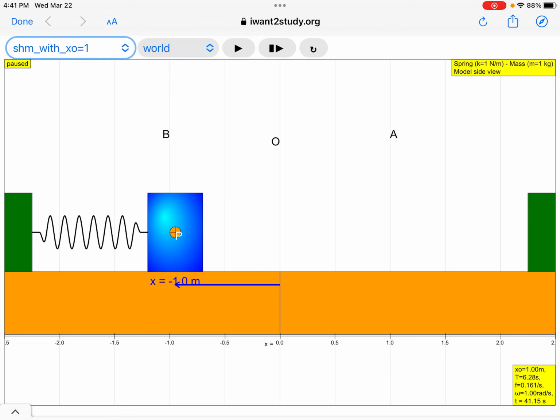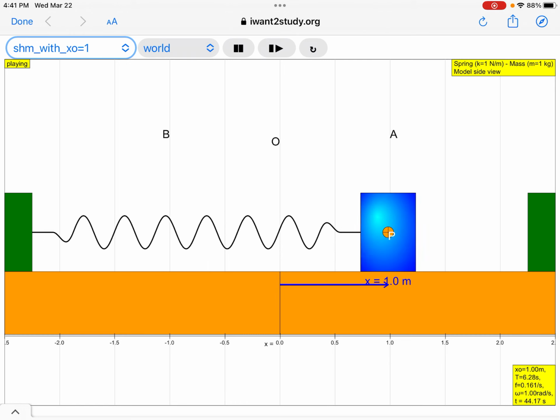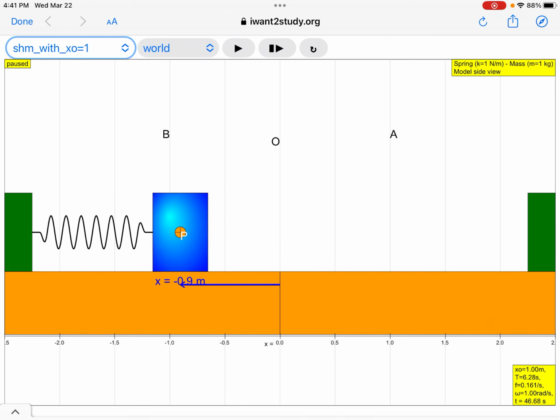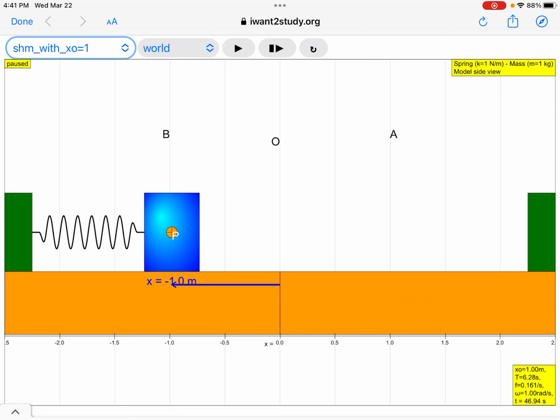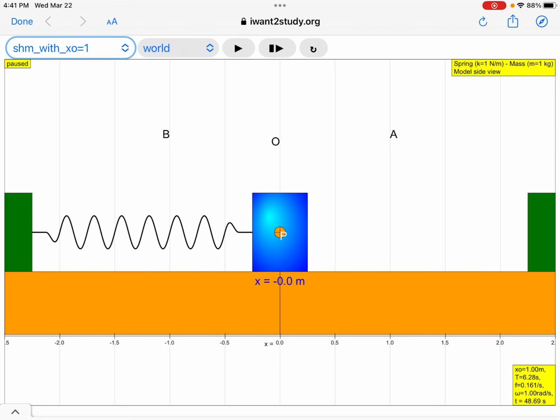That's that restoring force: it always wants to push the box back to equilibrium. I don't know if I can stop it right at the right moment. Not looking good. All right, fine, keep going. There we go. The force is always trying to push the box back to equilibrium, and right now the spring is at its relaxed length and the box is at the equilibrium position.